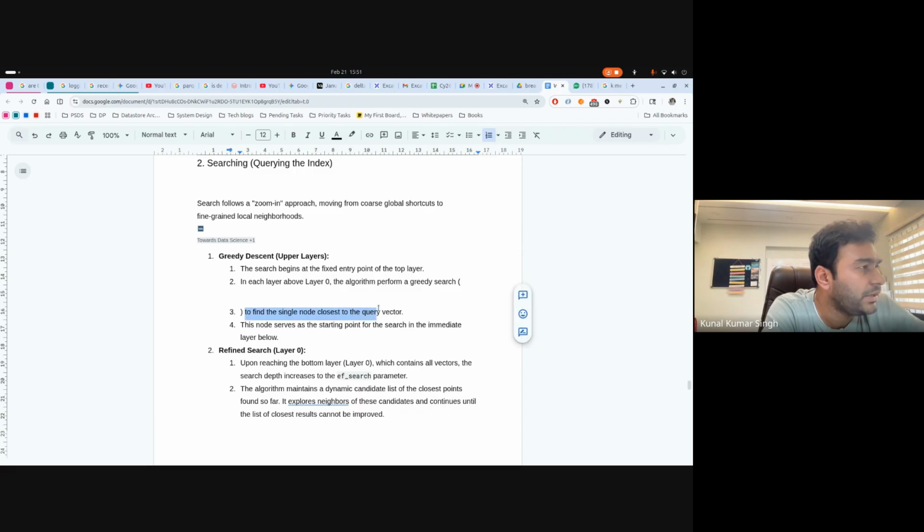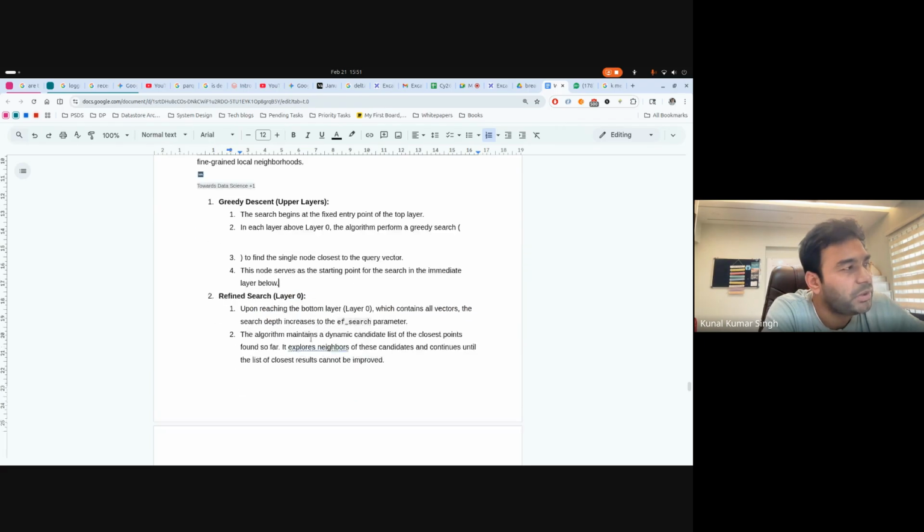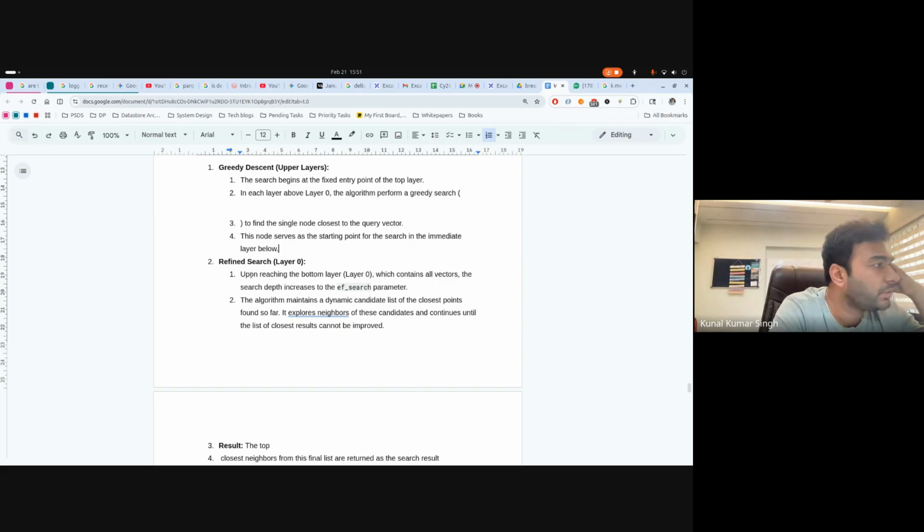To find a single node closest to the query vector. And this node serves as a starting point for the search in the immediate layer below, right? Now, upon searching the bottom layer, layer 0, which contains all vectors, the search depth increases to the EF search parameter. Now, let's say you are at the bottommost layer, right?